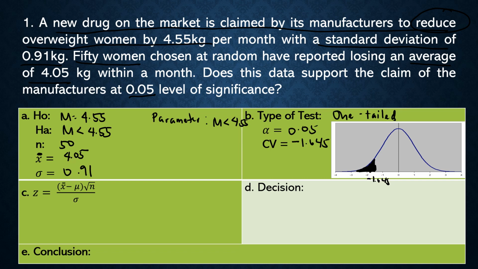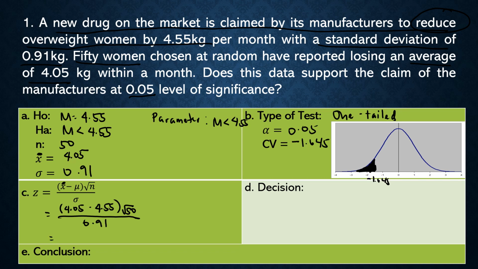Now let's find the computed value. To find the computed value, we're going to apply z is equal to the quantity x bar minus mu times the square root of n all over sigma. Let's do the substitution process. So instead of writing x bar, we're going to write 4.05 minus 4.55 times the square root of n, which is 50, all over sigma, which is 0.91.